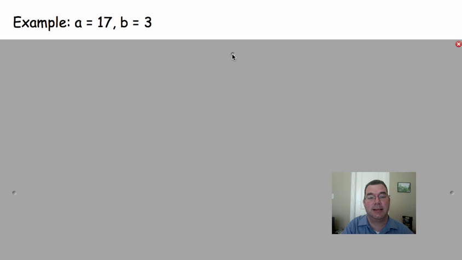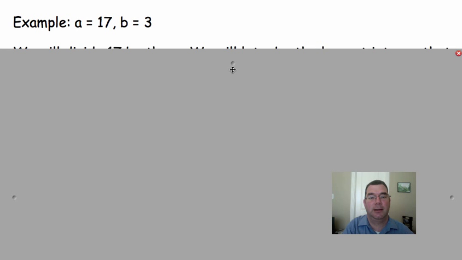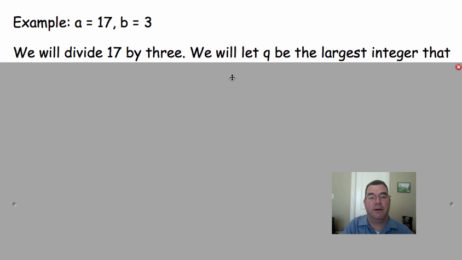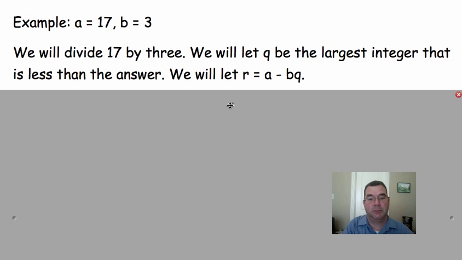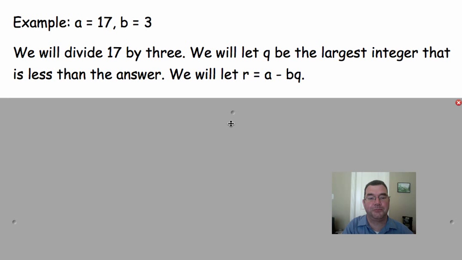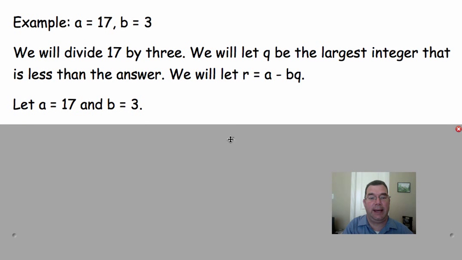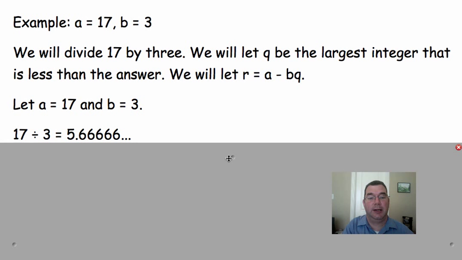So let's say we're talking about 17 and 3. So if I think about it, I want to divide 17 by 3. And q is going to be the largest amount of 3's that I can take out of 17 without going into the negatives. And then r will be whatever's left over. And I can calculate that using the formula r equals a minus bq. That's just a rearrangement of the formula I gave you before, which was a equals bq plus r. All right, so letting a equal 17, letting b equal 3.